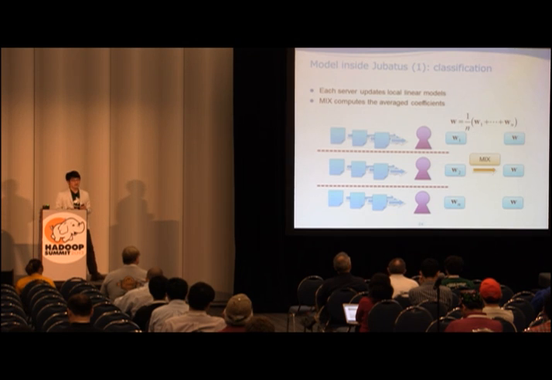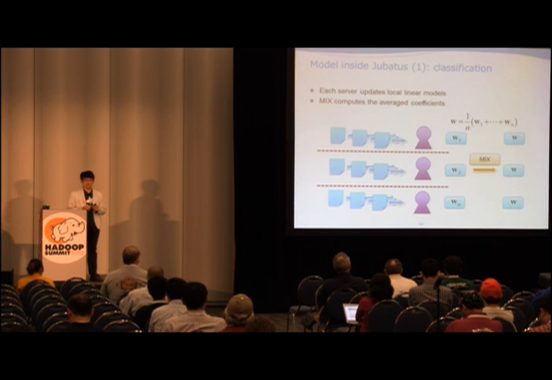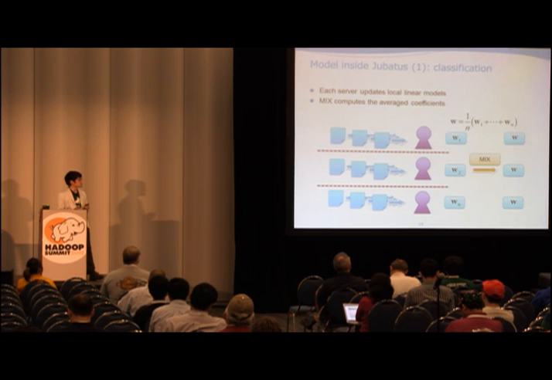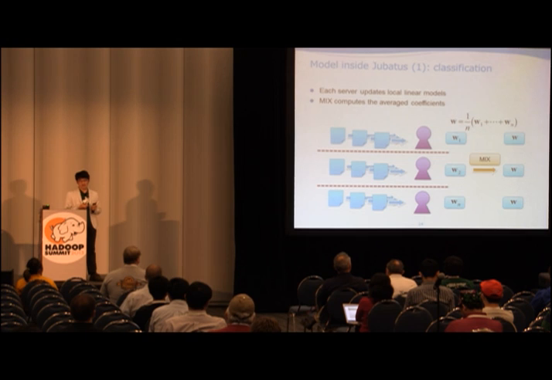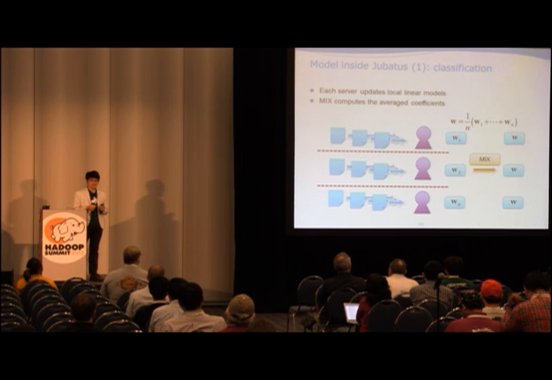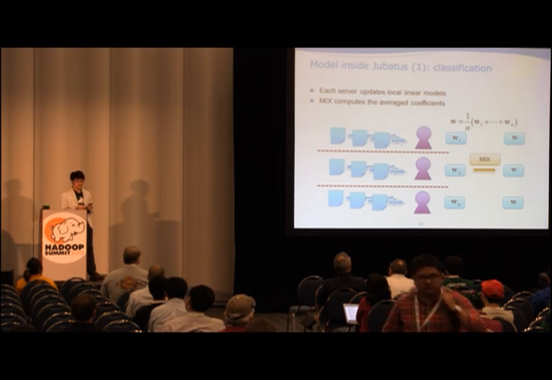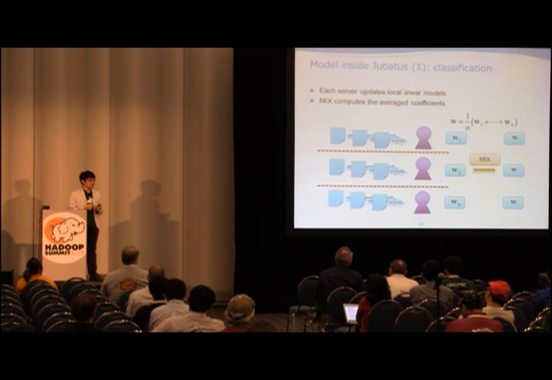And here there are 2 types of models in Jubatus. One is the linear model, like for classification and regression. Each server has its local model with a vector of weights, W1, W2, and W3. And in the mix, we just take the average of the weights collected from the servers and make it a unified model.